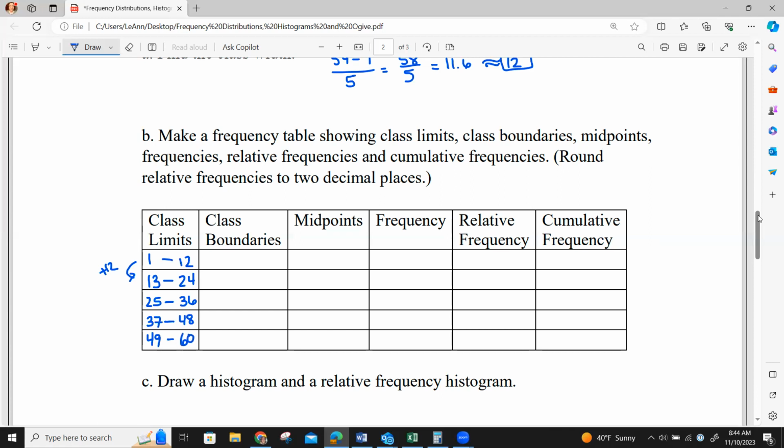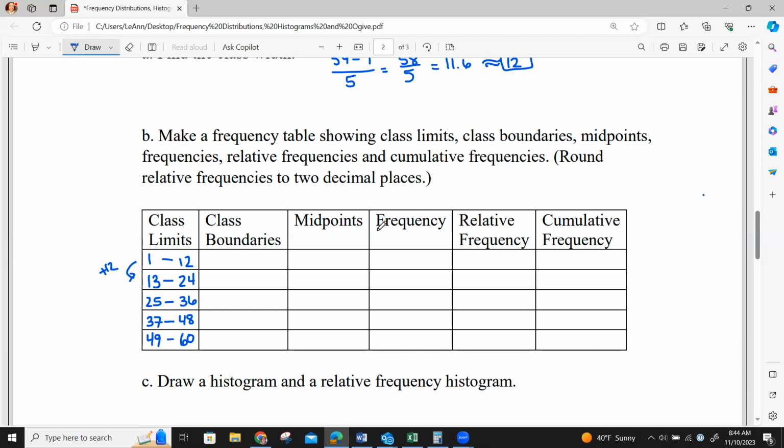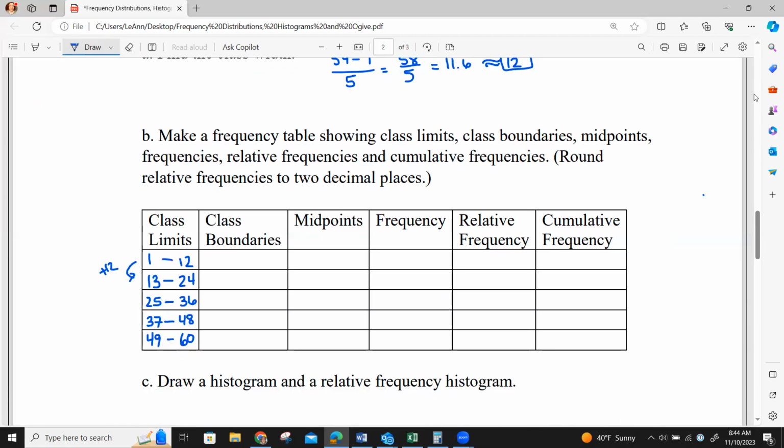Note that if we had not rounded up to 12, say for some reason that had been 11.2 and somebody rounded down to 11, we might not have reached a high enough value in our last limit to make sure that all of our data, which we're going to go back up and look at, would fall into a class interval. So 59 was our highest data value. Notice it's in that last group.